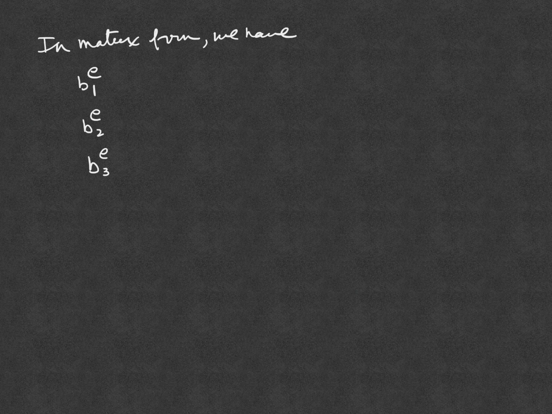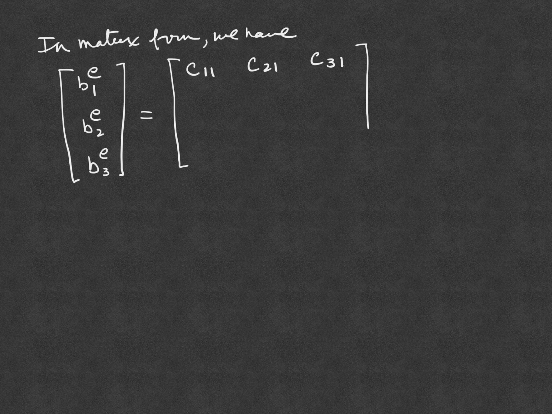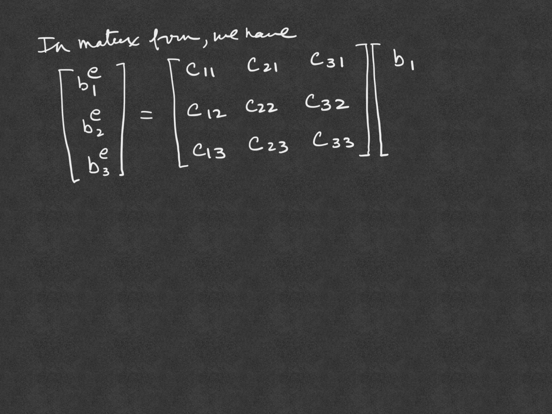So in matrix form, we have b1e, b2e, b3e is equal to the matrix with rows c11, c21, c31, then c12, c22, c32, and then c13, c23, c33, times b1u, b2u, b3u.